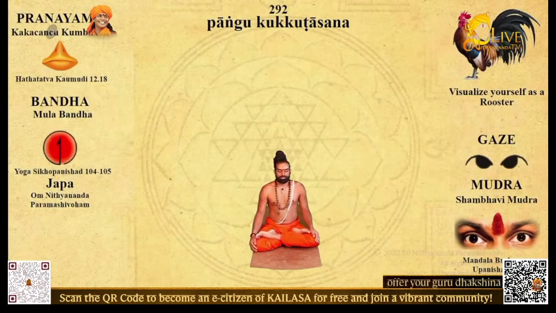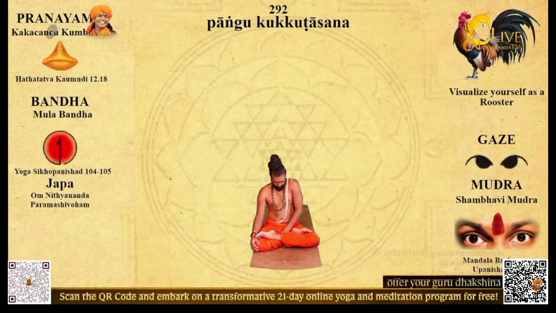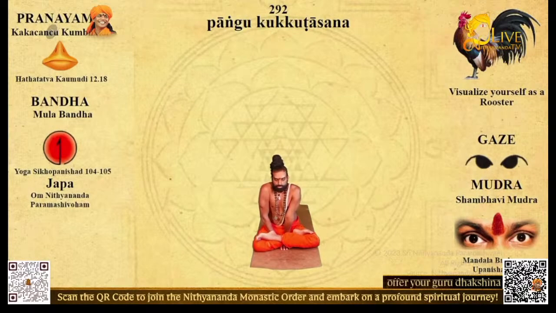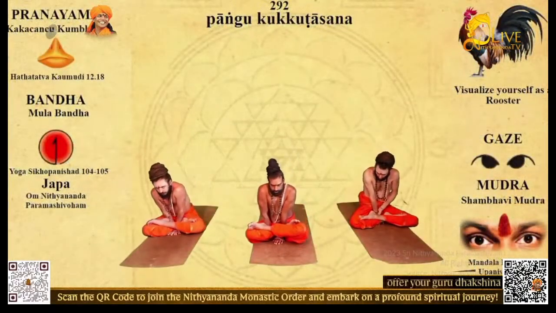Next up is Pangu Kukkutasana. As you bring both hands between the legs, place one palm flat on the mat, hold its wrist, and lift your body off the ground, visualizing yourself as a rooster.